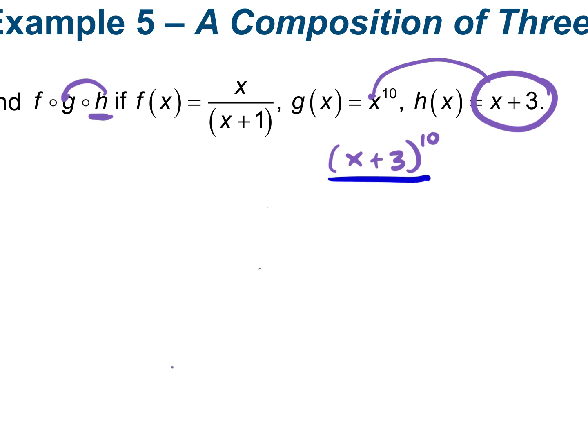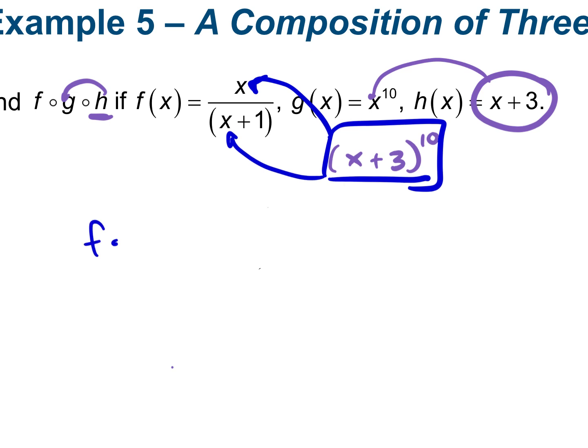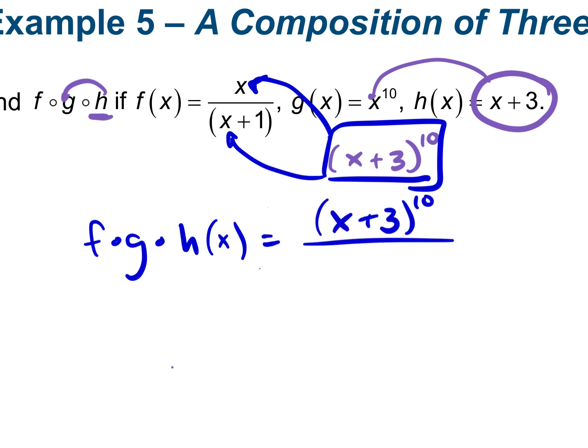So I take g of h and plug it into what? Plug it into f. So we're going to take this, plug it into both of the x's in f. So f of g of h is going to be x plus 3 to the 10th power over x plus 3 to the 10th power plus 1.